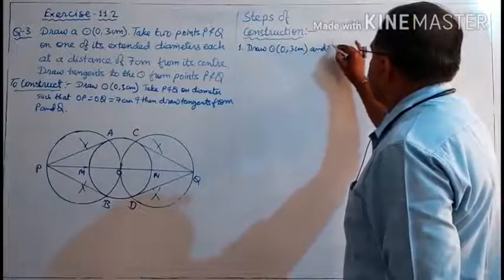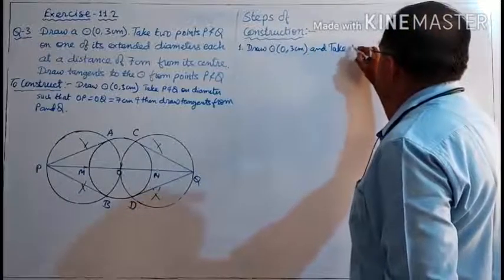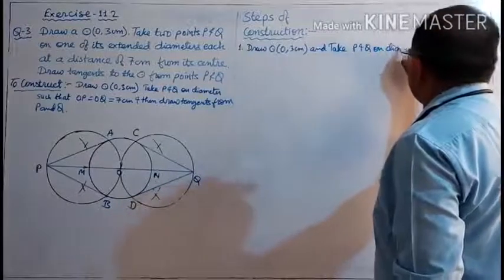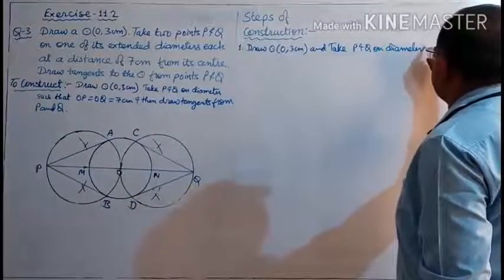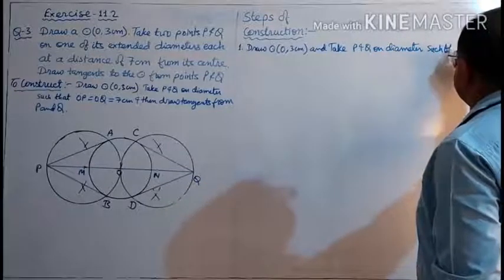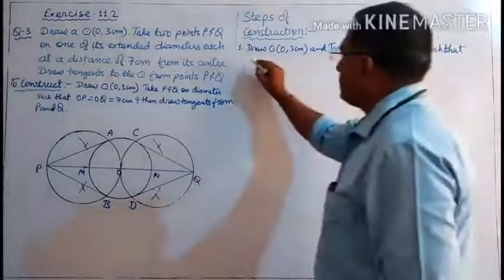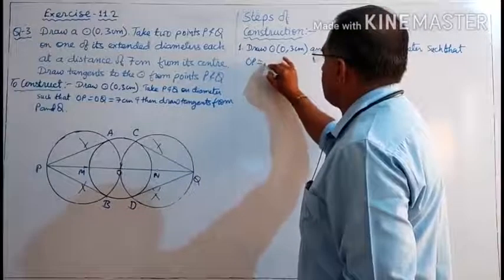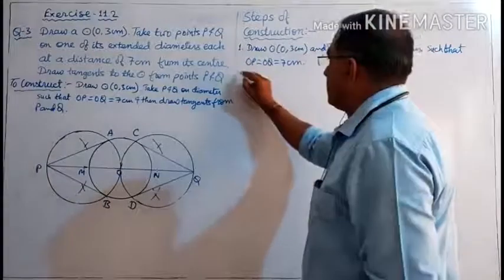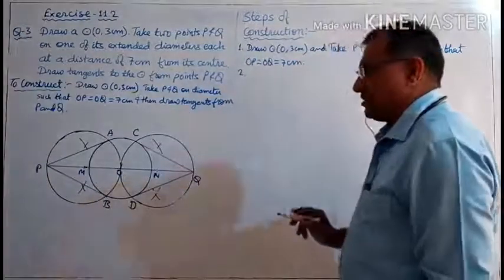and take P and Q on the diameter such that the distance from the center, that is OP, is equal to OQ is equal to 7 centimeter. After this, we have to draw the tangents now.